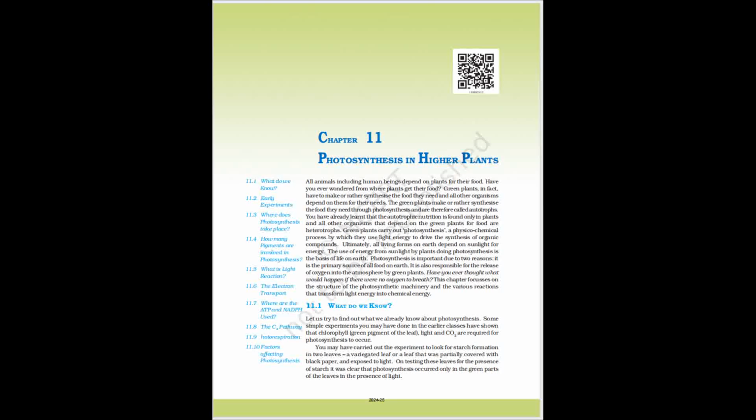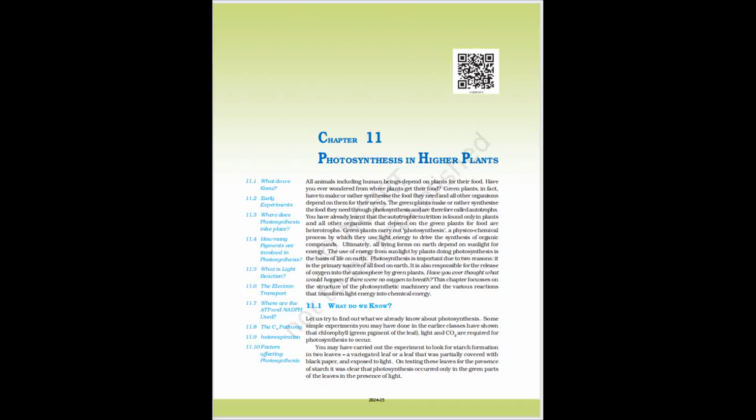Green plants carry out photosynthesis, a physico-chemical process by which they use light energy to drive the synthesis of organic compounds. Ultimately, all living forms on Earth depend on sunlight for energy. The use of energy from sunlight by plants doing photosynthesis is the basis of life on Earth. Photosynthesis is important due to two reasons. It is the primary source of all food on Earth. It is also responsible for the release of oxygen into the atmosphere by green plants.